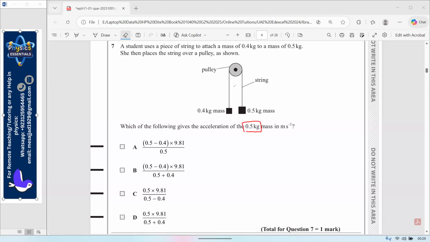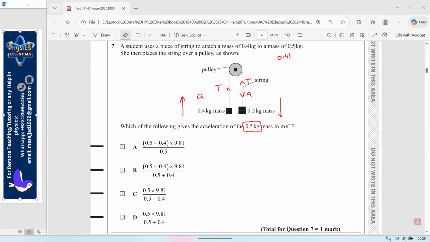First of all, you should know that whatever the acceleration is here, the same acceleration will be here. So the acceleration is the same. Secondly, because the 0.5 kg mass is more, this body is going down and the 0.4 kg body is moving up. And thirdly, there is a tension in the string, and both tensions are moving upward. So I have to do some calculation for this question.